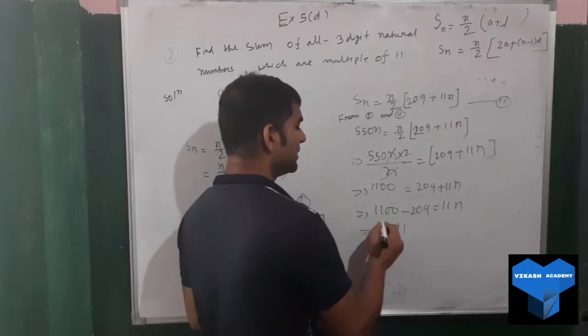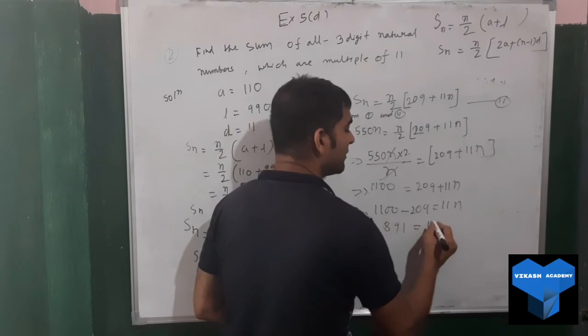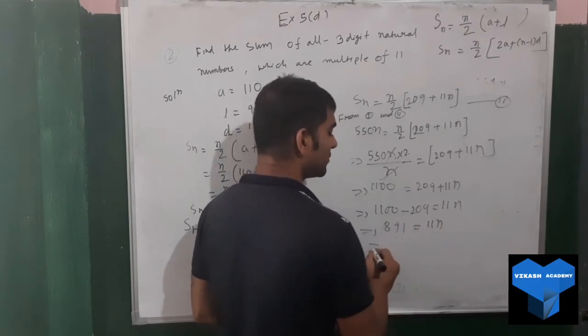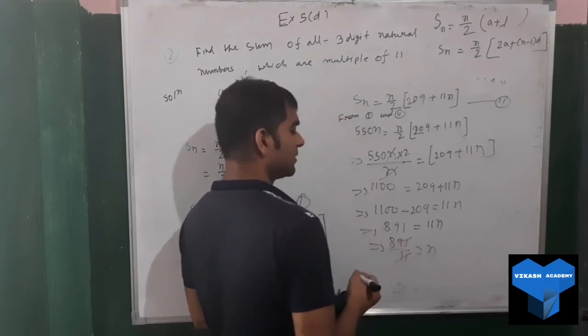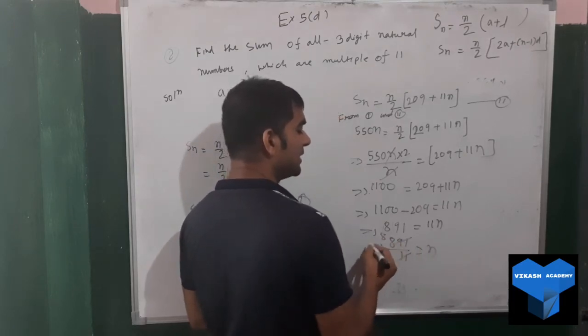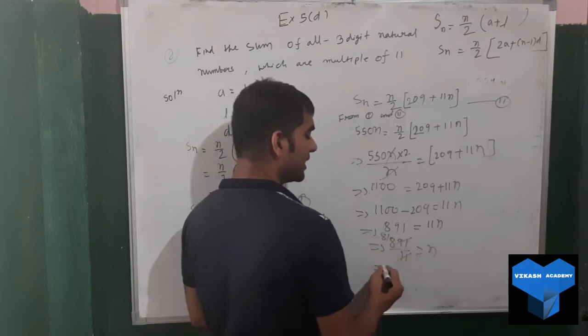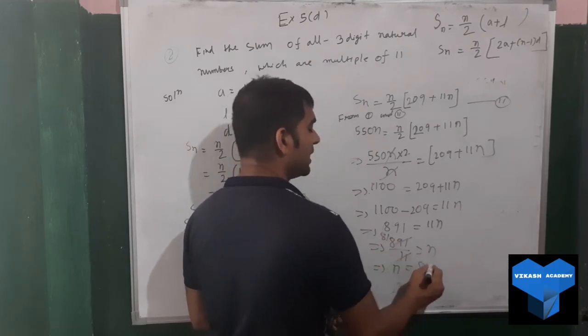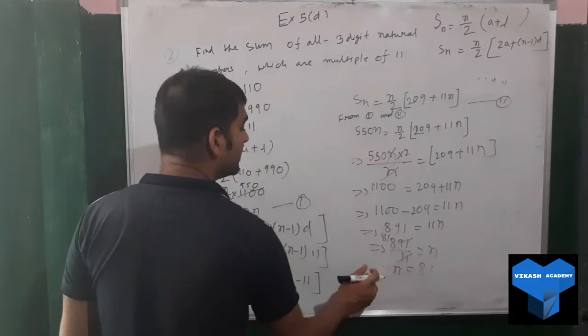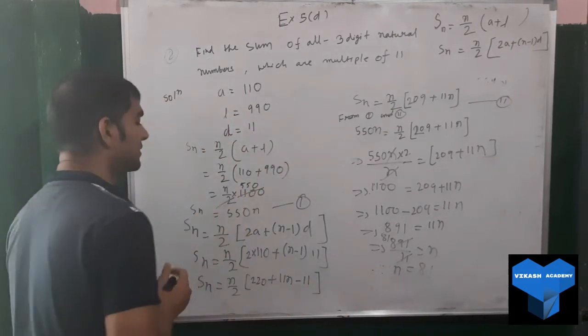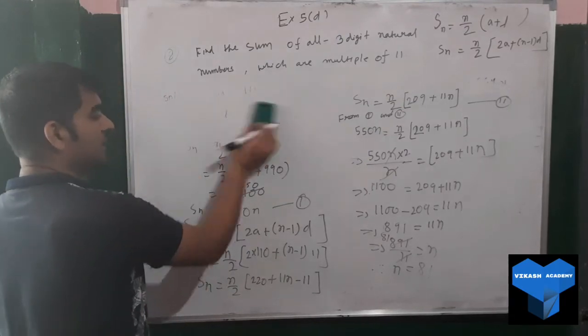10 minus 2 will be 8, equal to 11n, and bring 11 this side, so it will be 891 by 11 equal to n. 11 8s are 88, we will get 1. So n we are getting 81. We have got n equals 81. We can use this n value 81 in equation 1 and we can get the answer. Okay, so we will use that value in equation 1.